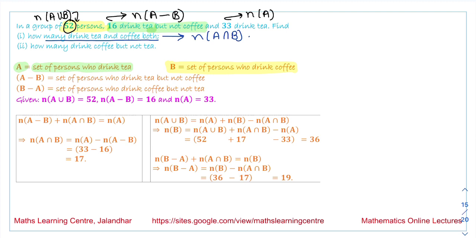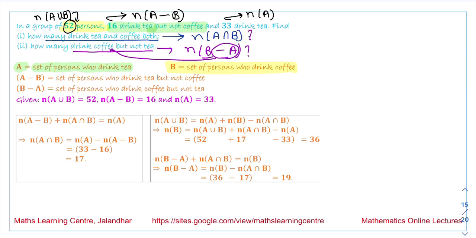Next we have how many drink coffee but not tea. It means we are talking about the value B minus A. Those who drink coffee but they do not drink tea. We have subtracted out of these those who do not drink tea. So we have to calculate both these values.